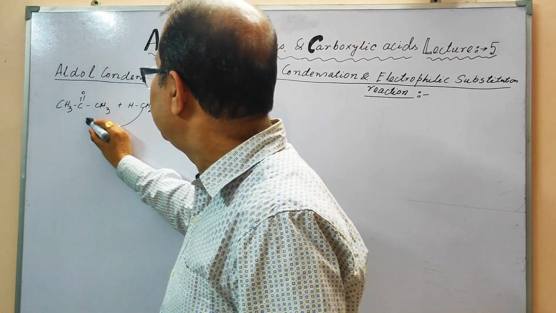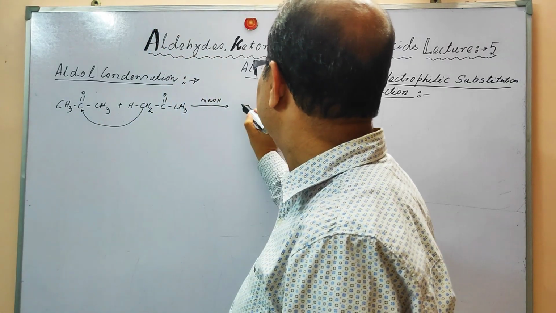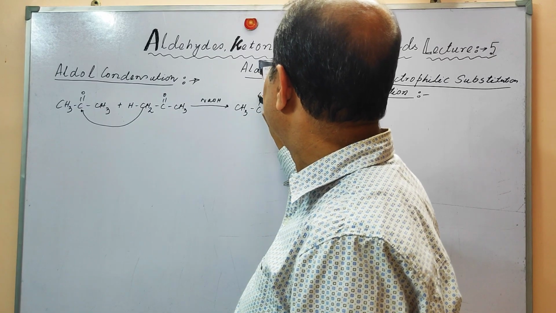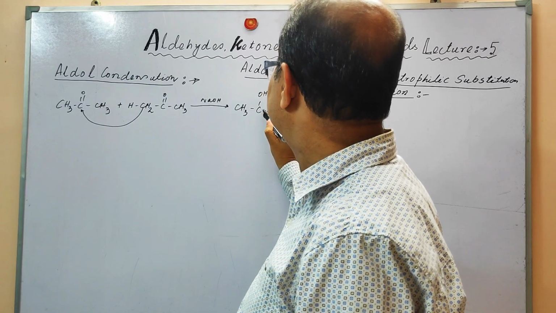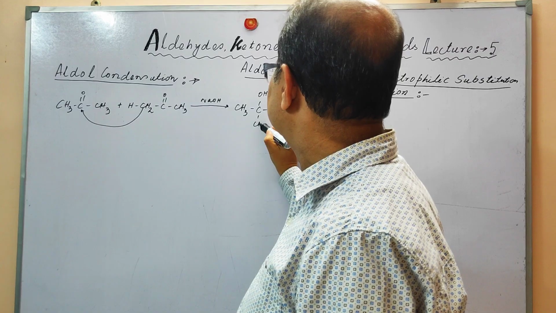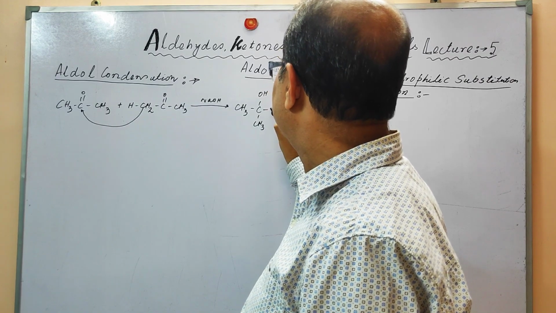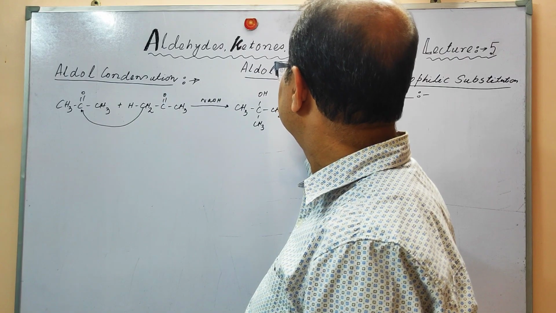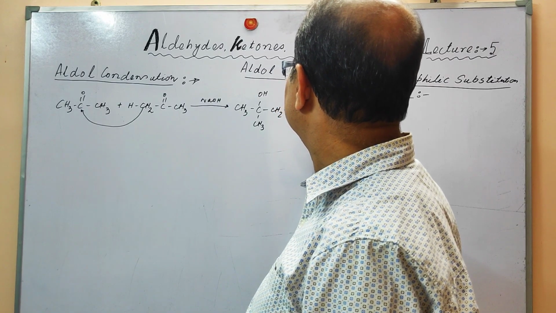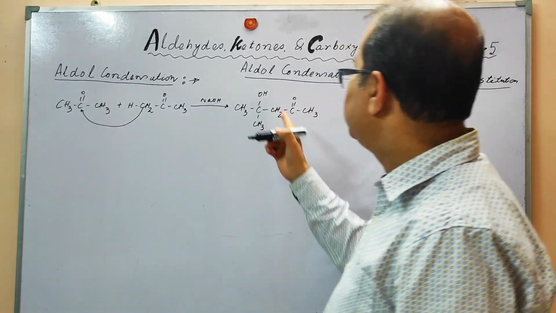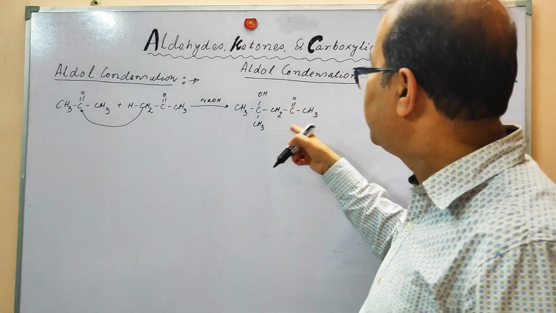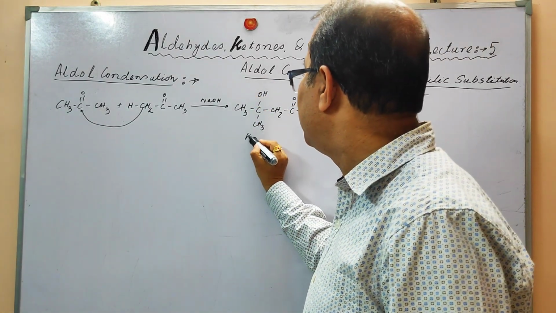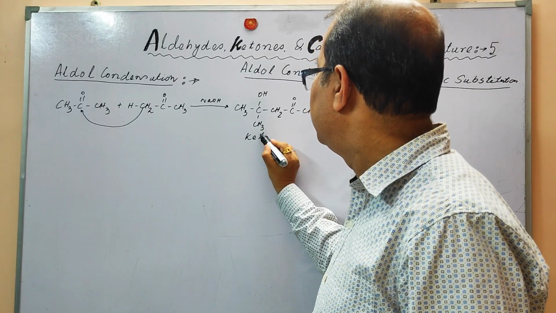So this will add to there and we will get OH, CH3, CH2. You can see here in this product it is one keto group and another functional group, the OH group. That is why it is called ketone.